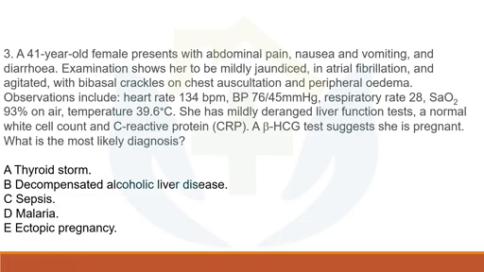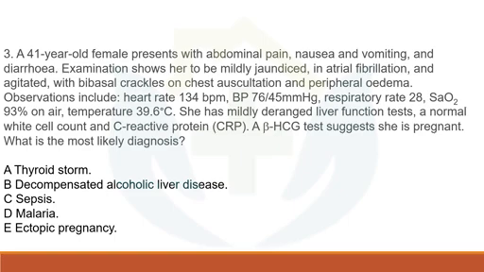This is a 41-year-old female who presents with abdominal pain, nausea, vomiting, and diarrhea. Examination shows her to be mildly jaundiced and agitated, with bibasal crackles on chest auscultation and peripheral edema. Observations include heart rate 134, BP 76/45, respiratory rate 28, saturation 93% on room air, and temperature 39.6. She has mildly deranged liver function tests, a normal white cell count and CRP. A beta HCG test suggests she is pregnant. What is the most likely diagnosis?